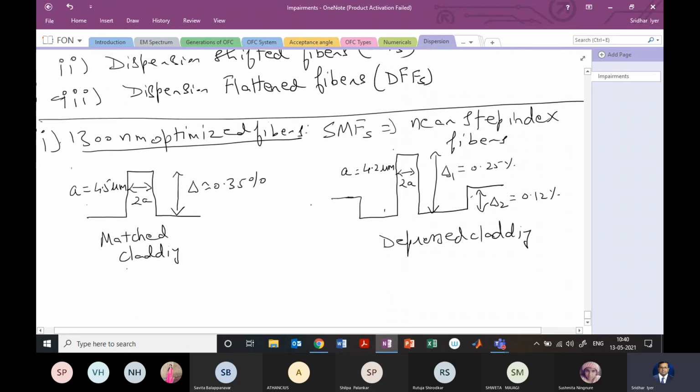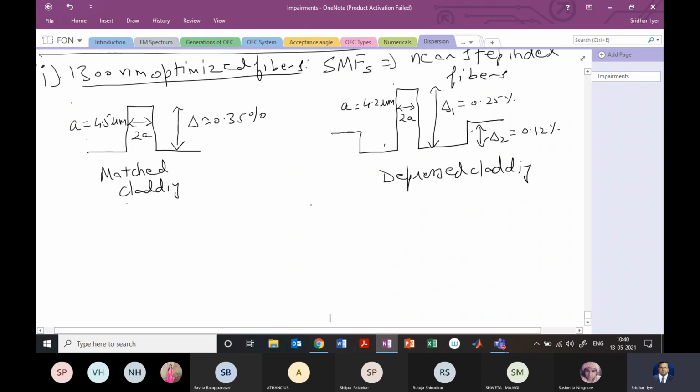So these kinds of 1300 nanometer optimized fibers are very, very popular, and you could have the matched cladding or the depressed cladding in this sense. Okay, so you can see from the diagram that the matched cladding fibers have a uniform refractive index throughout, right? If you look at the cladding where I'm drawing an arrow, you can see that the refractive index is uniform, and inside the core where I'm drawing a double arrow, the refractive index is again uniform. So that's why they are close to the step index fibers, right?